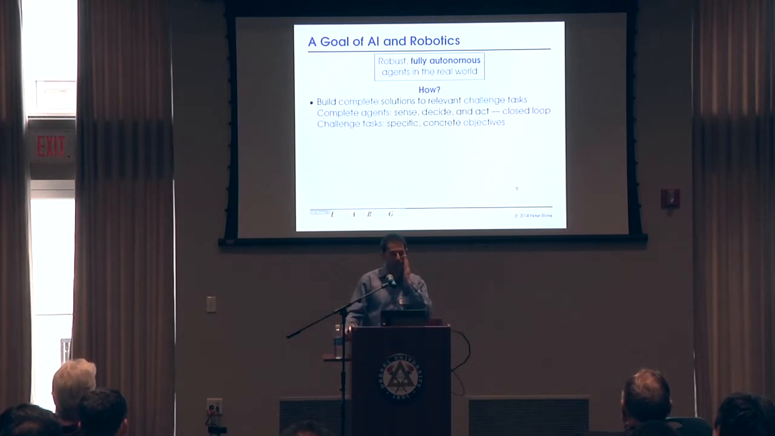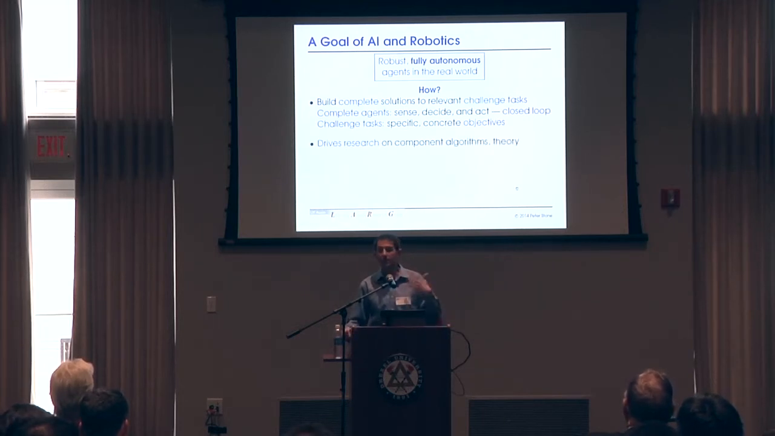So what I mean by building complete solutions to relevant challenge tasks is, first of all, by complete agents, I mean computer programs that sense the environment, decide what to do, and act in a closed loop without a human involved. And by challenge tasks, I mean not just being able to get the robot or the computer program to exist without crashing, without falling off a cliff, but actually to accomplish some specific concrete objectives. And what we find is that the goal of this style of research is that it will be a pull to help us recognize where we have greater need for new algorithms and new theoretical advances, and it can play well with the bottom-up style of research that I was talking about.